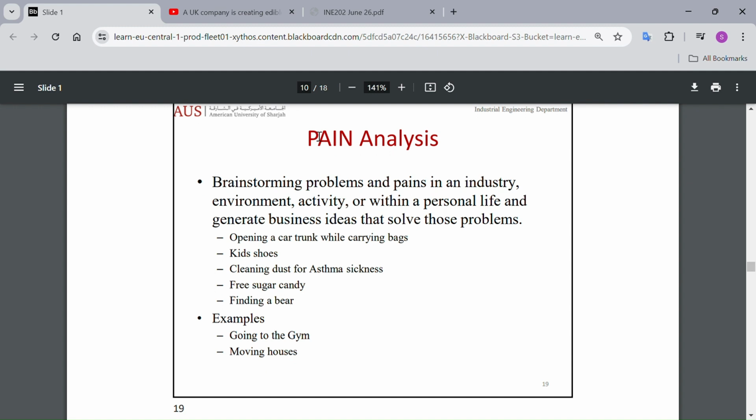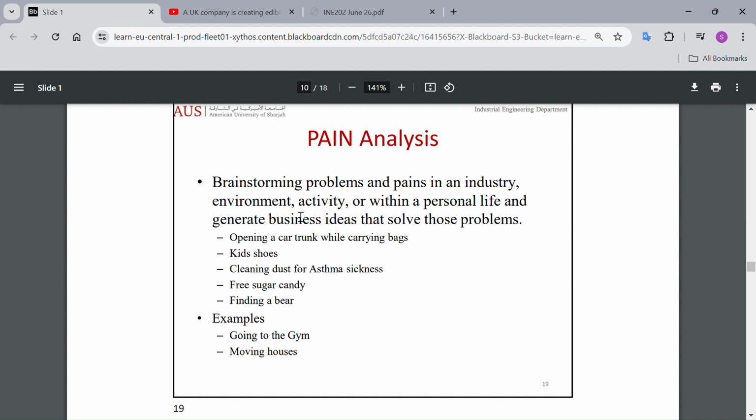We have then the pain analysis, brainstorming problems and pains in an industry. So it's important because many ideas came from a pain point. And we can assess the environment, the activities, the people's life, and ask them what are their pain points and generate based on that business ideas that solve problems. Some pain points could be like opening a car trunk while carrying bags. It could be for kids' shoes not being available, or maybe clean dust for asthma sickness.